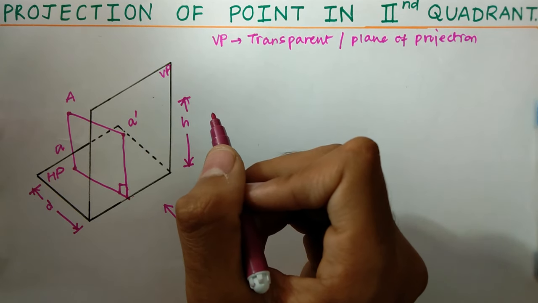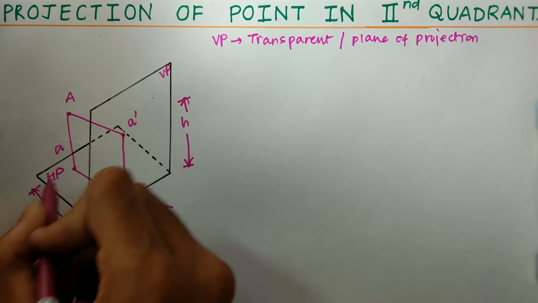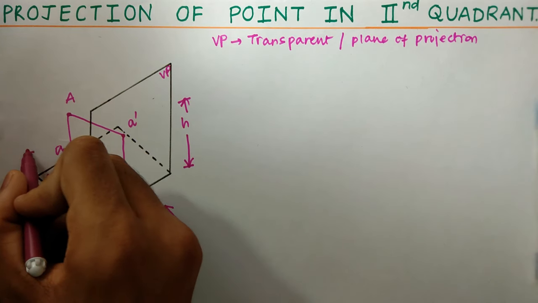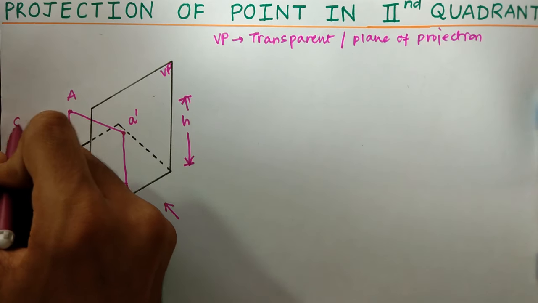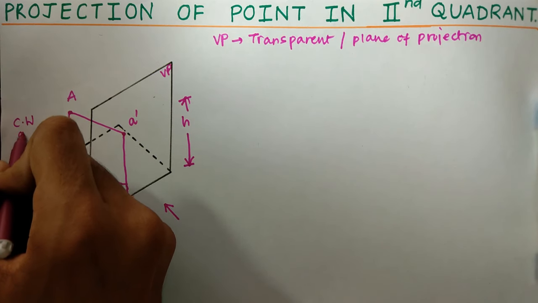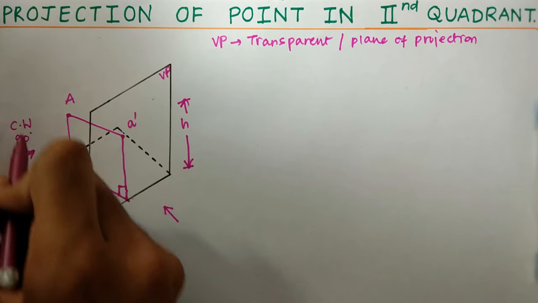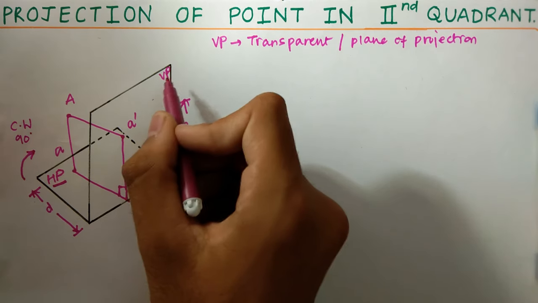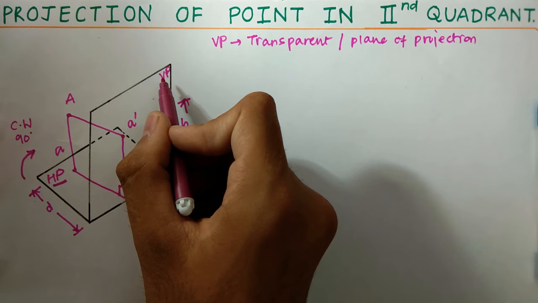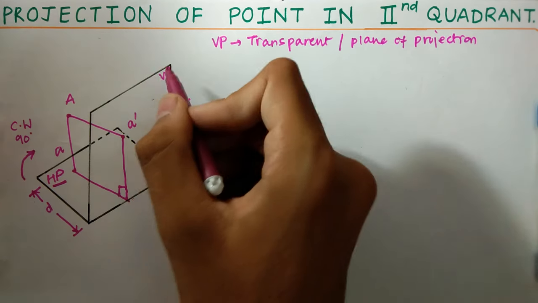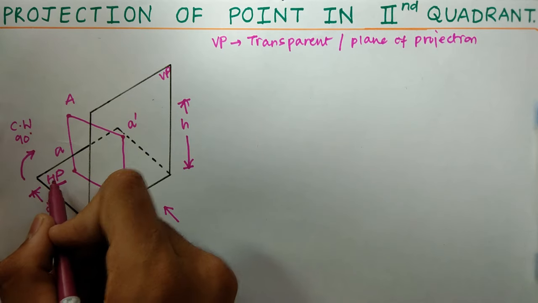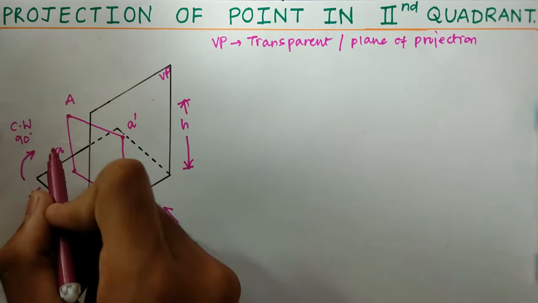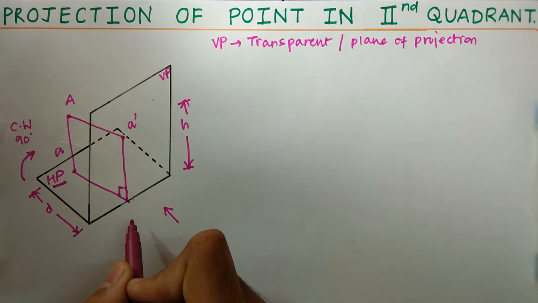Now another important step is that we have to rotate this horizontal plane in the clockwise direction by 90 degrees. On rotating this horizontal plane in the clockwise direction by 90 degrees, since these two planes, horizontal plane and the vertical plane, are at 90 degrees with each other, this horizontal plane and the vertical plane after rotation of the horizontal plane becomes the same plane only. Hence, for the second quadrant, front view and the top view both lie in the same plane.